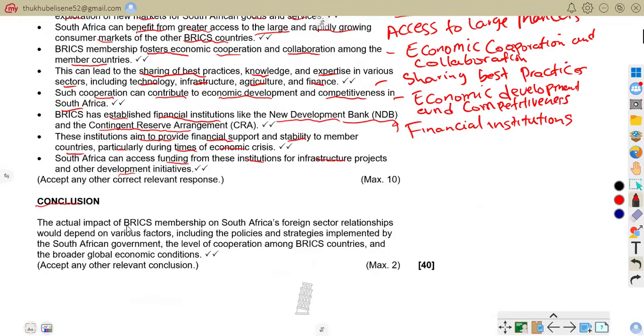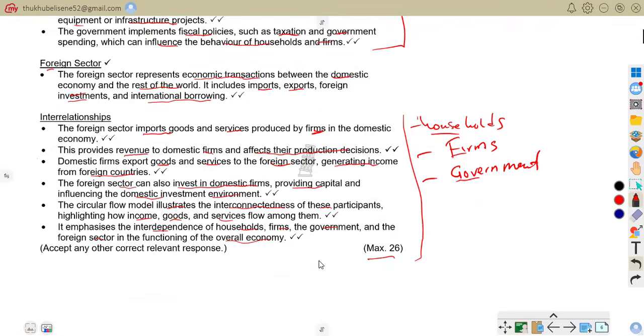The actual impact of BRICS membership on South Africa's foreign sector relationships will depend on various factors, including policies and strategies implemented by the South African government, the level of cooperation among BRICS countries, and the broader global economy. So accept the relevant conclusion. So this is the end of question 5. And now we have to move on to question 6. So let us go to question 6.